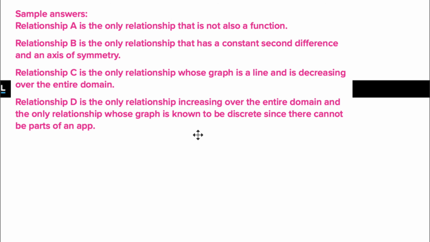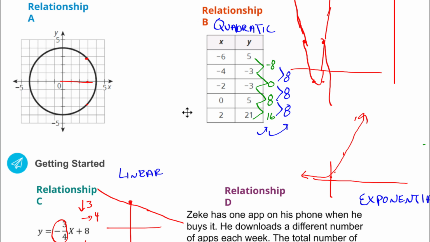Okay, so here's some of the answers that I got. Relationship A is the only one that's not a function, and relationship B has that constant second difference that I showed you with that table. Relationship C is a line, and it's decreasing. It's the only one that's decreasing, and relationship D is increasing over the entire domain. And it's the only one who's known to be discrete, although that table can be discrete too.